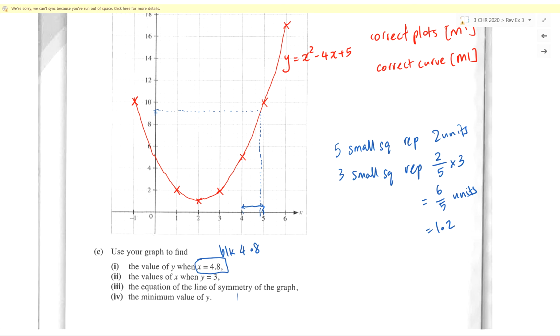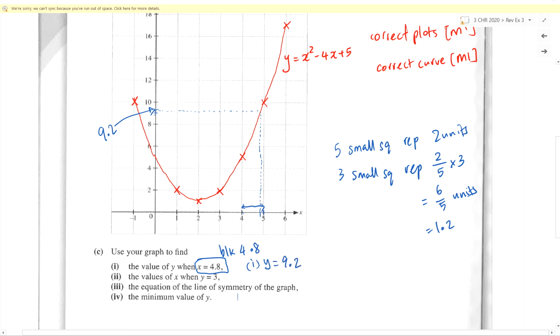So if this is 8 plus 3 small squares, this value over here is actually 9.2. So my answer for part 1, the value of y is 9.2.